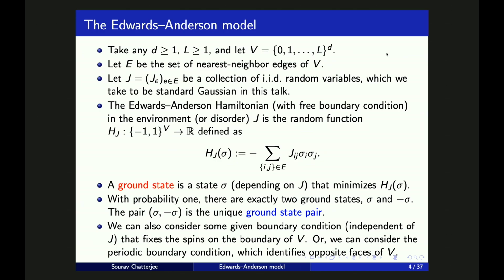So one basic goal is to try to understand the behavior of this ground state. Is this clear? It's an optimization problem where you try to minimize this Hamiltonian. It's a difficult optimization problem because the sigmas are plus or minus 1. Okay.